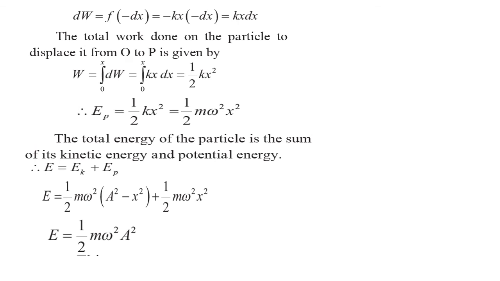So when you write the equation in that form, you can conclude that the total energy of a particle performing simple harmonic motion is directly proportional to the mass of the particle. It is directly proportional to the square of the amplitude and the square of the frequency, and inversely proportional to the square of the period. These are the concluding factors that we discussed.